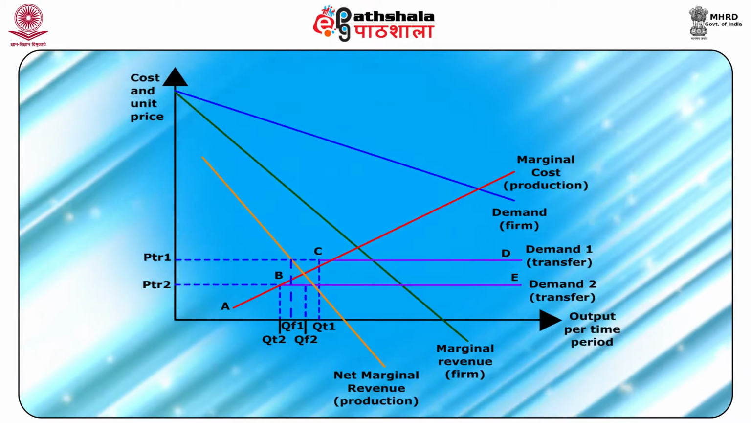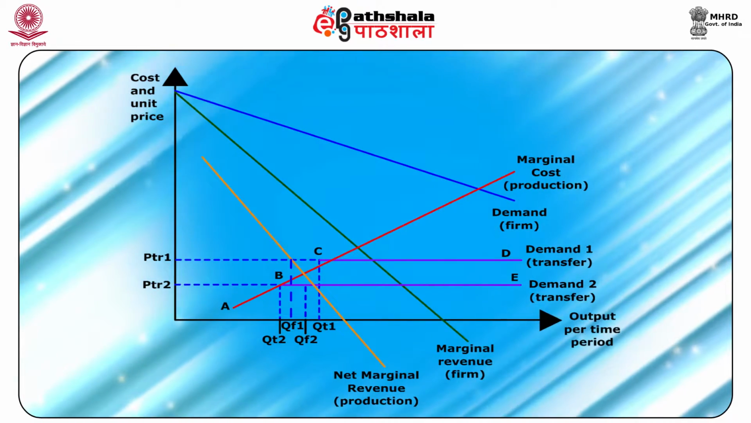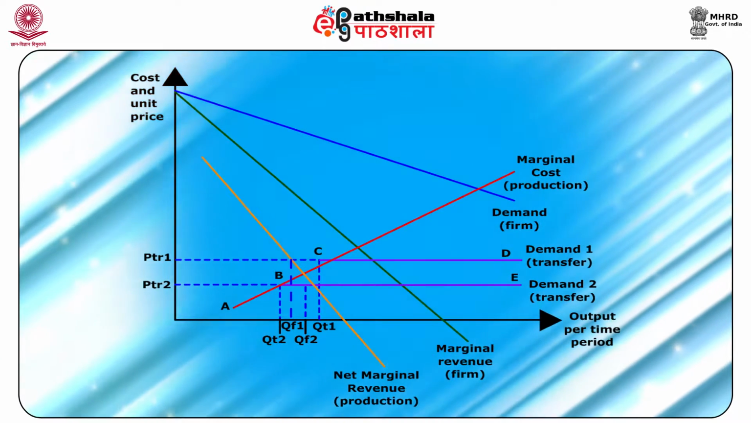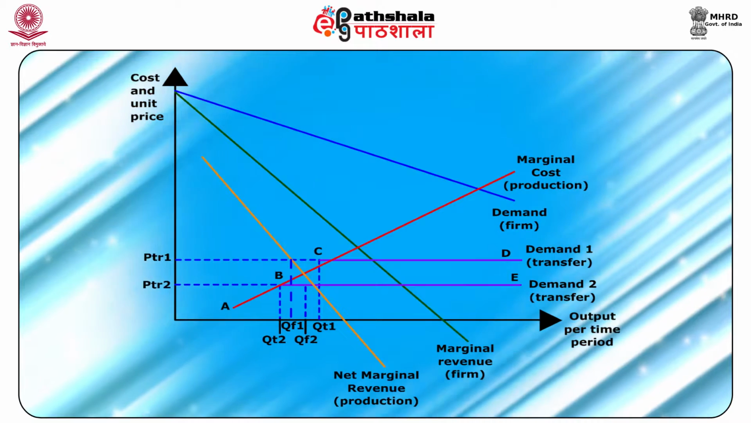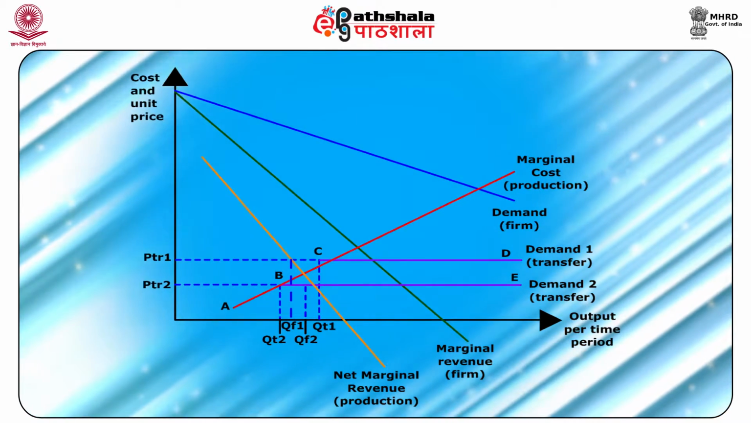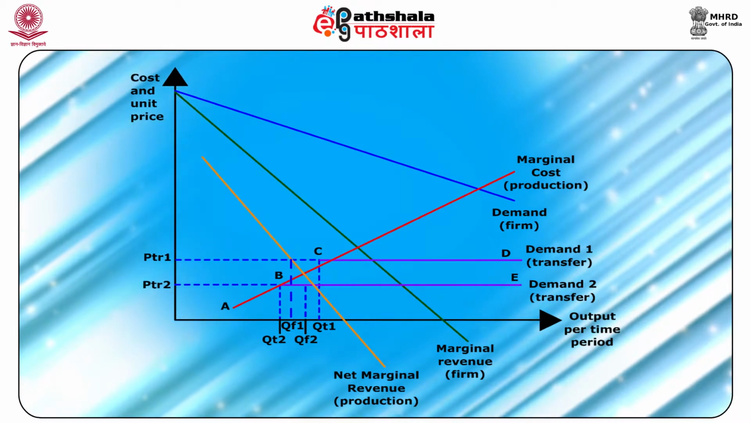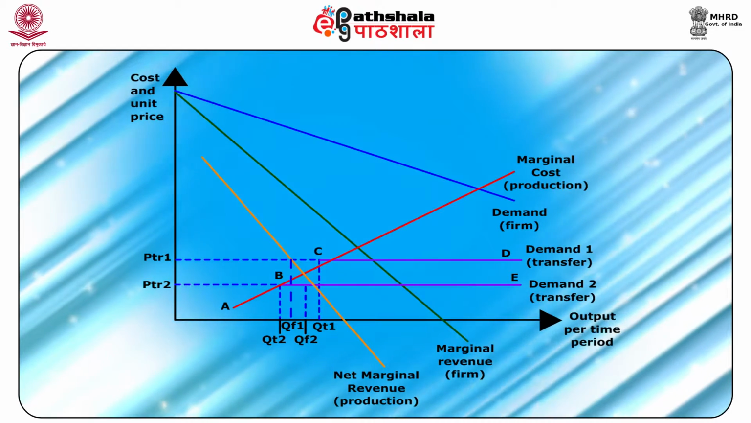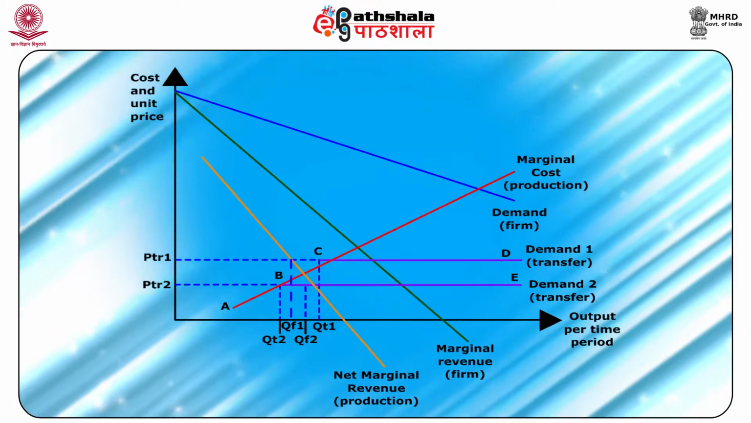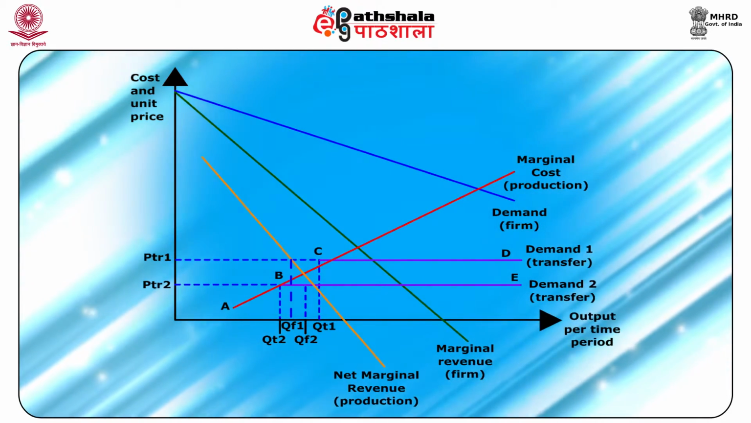Now, considering this, it can be shown algebraically that the intersection of the firm's marginal cost curve and the marginal revenue curve at point A must occur at the same quantity as the intersection of the production division's marginal cost with the net marginal revenue from production at point C. So, given this fact, we can understand how pricing takes place under conditions of transfer pricing.